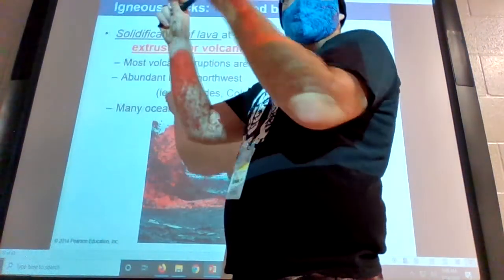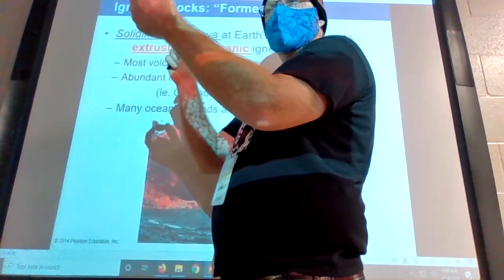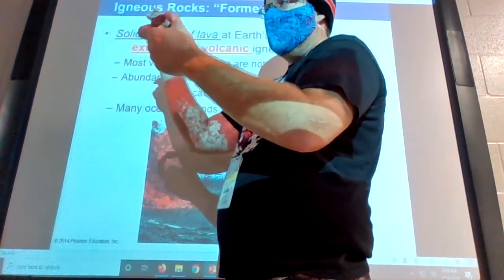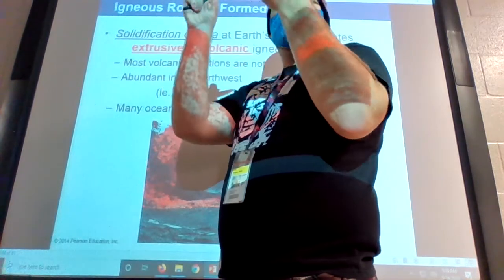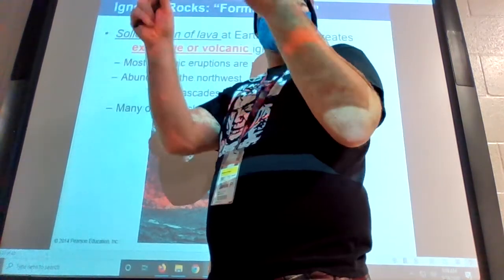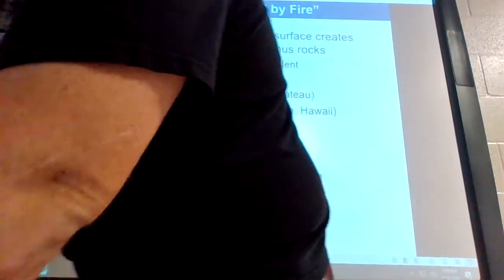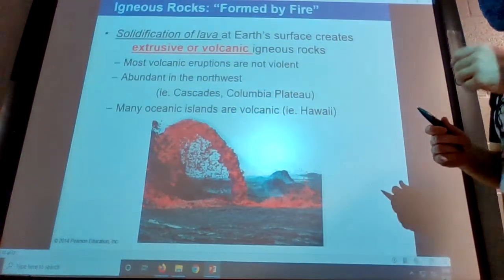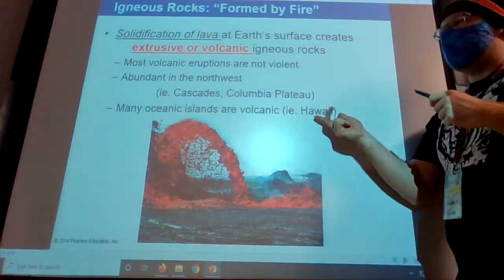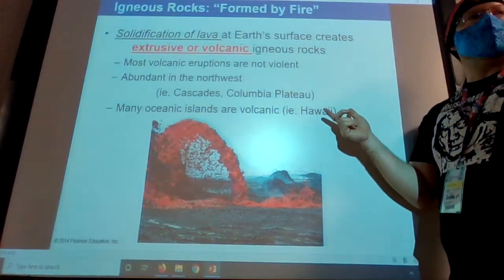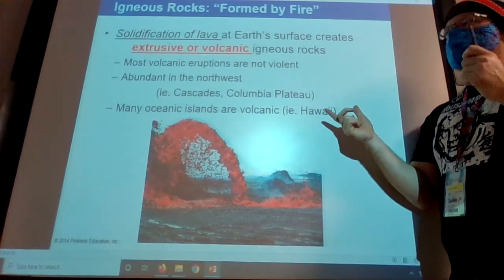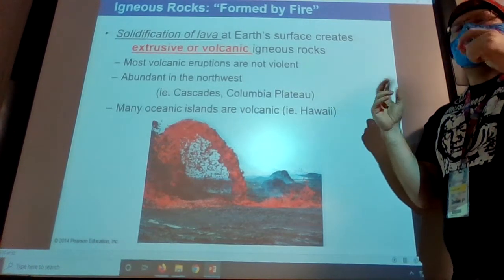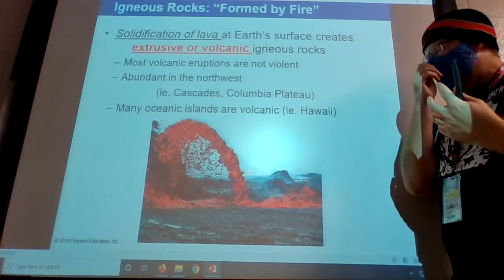Both of these, just for your reference, are going to be intrusive. Even though this one has smaller crystals and it cooled faster than this one here, these would both be rocks that cooled below the surface and were not lava rocks. They were magma rocks. So we will talk about volcanoes. We'll actually have a whole separate chapter on volcanoes. So in this chapter, we're really just going to talk about the rocks that get formed by that.